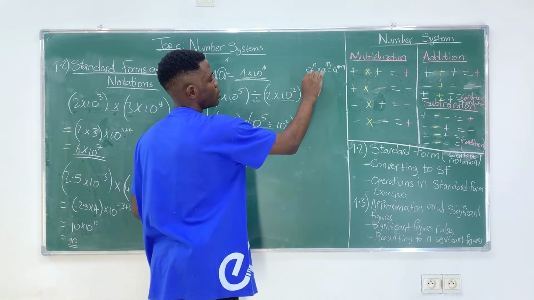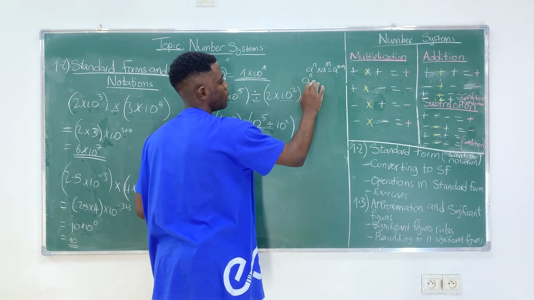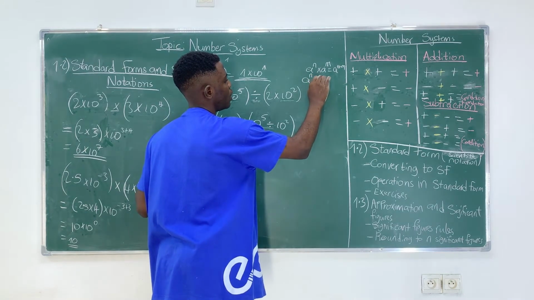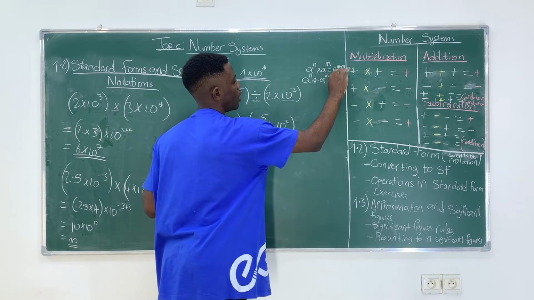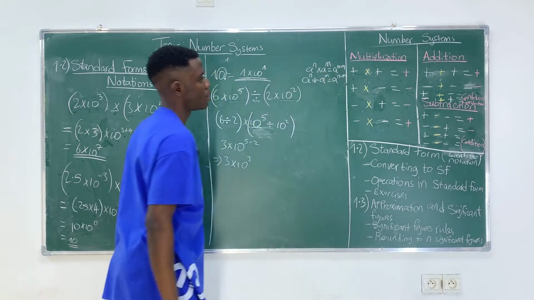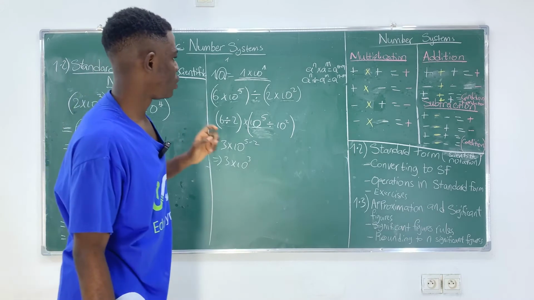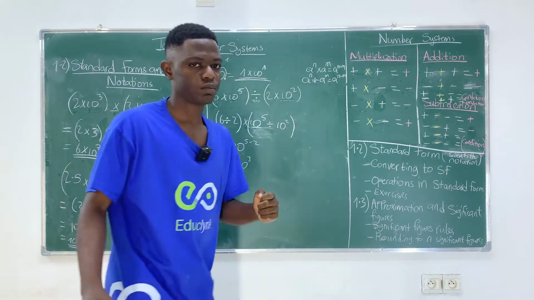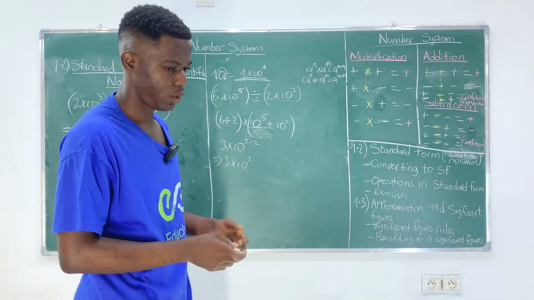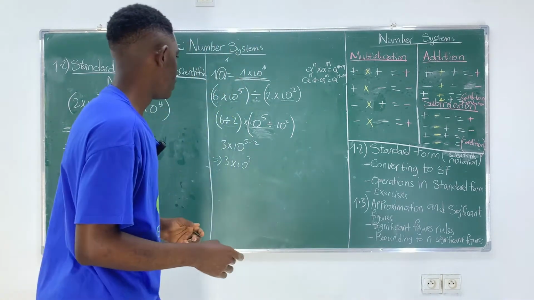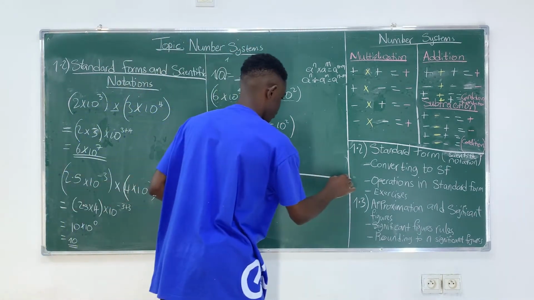3. So you have to know that a to the power n divided by a to the power m is equal to a to the power n minus m. When you are doing division, you subtract the powers. And when you do multiplication, you add the powers. So, another way of doing that.